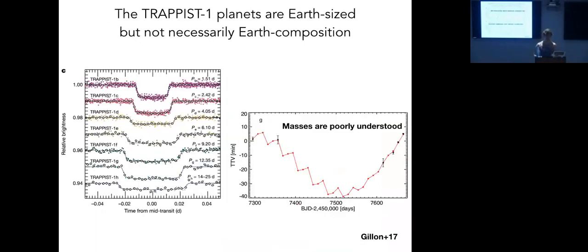The TRAPPIST-1 planets are Earth-sized, as shown by their transit depths, but the masses of the planets are not well understood. This is because only a few transits have been observed, and many transits are needed to understand the complicated patterns in transit timing variations that will actually reveal information about planet masses. So here's a measure of the transit timing variations over time for TRAPPIST-1G, and there are only 6 data points trying to constrain a very complicated transit timing variation model.